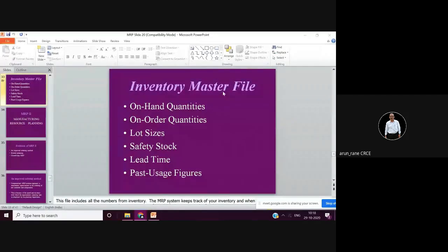Then the inventory master file. The inventory master file gives you the on-hand quantities, that is, what is there in your bucket in store, then what has been ordered, then what the lot size is, what the safety stock or buffer stock is, and then what the lead time is for the components which you need to order and which are going to be required in the assembly.